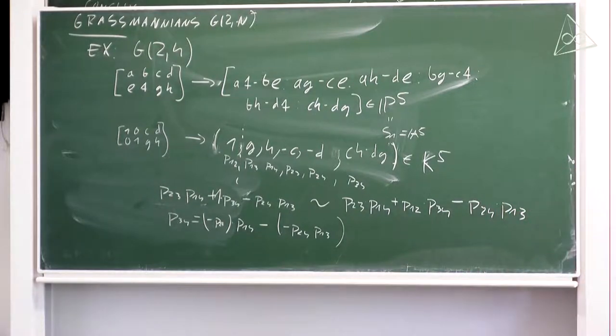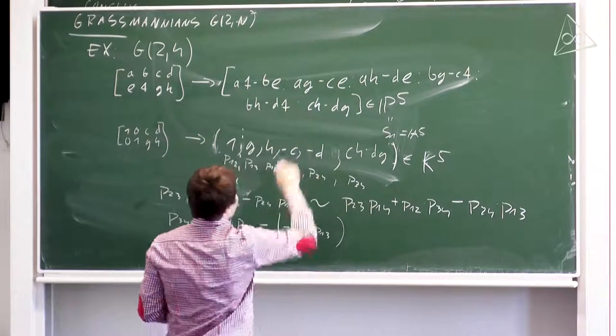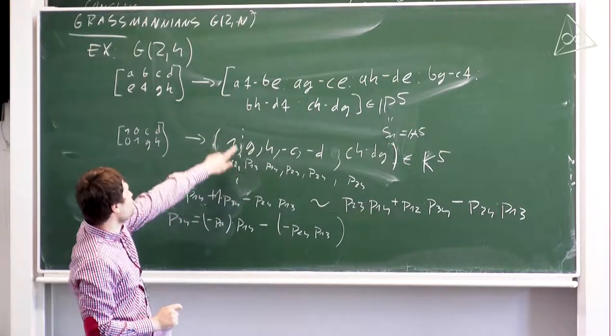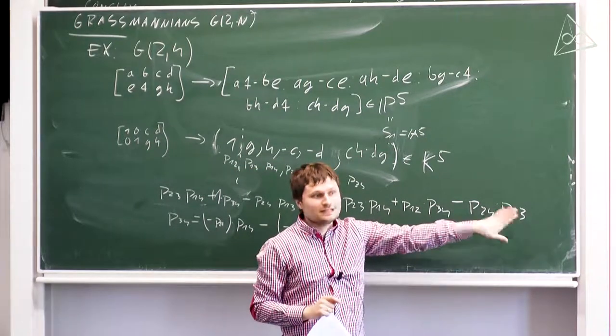Yeah, that's the equation defining the image of this map. If you don't trust topology, you can substitute those minors for the p's and you will get 0.